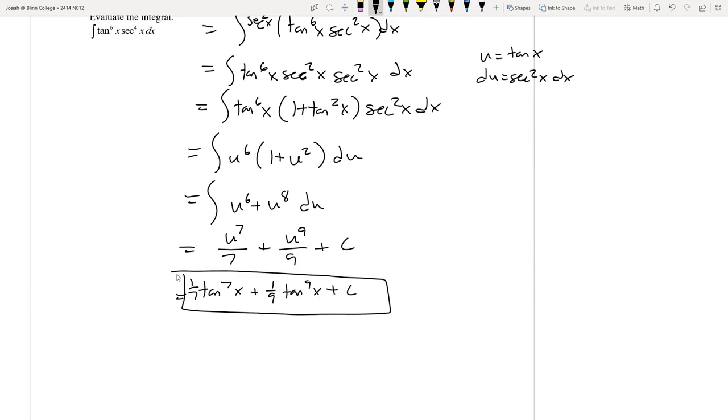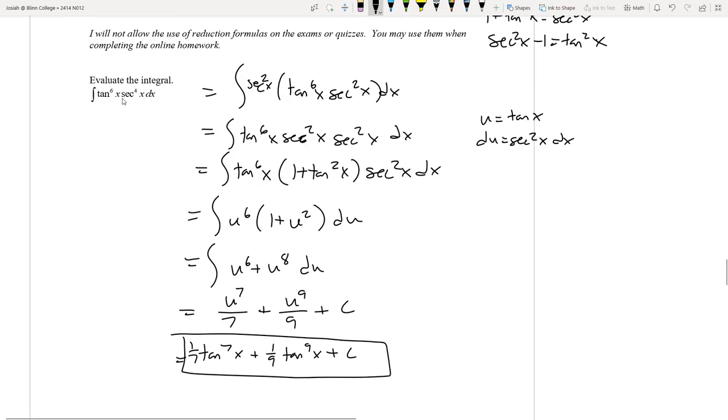It was really nice that we had an even number of secants here, because we were able to split off the derivative of tangent and turn the rest of them into tangents. So with an even number of secants, it didn't really matter how many tangents we had, because we were just going to add whatever was left over. So some number of tangents, even number of secants. That's the strategy: we split off that secant squared and do our whole du strategy.